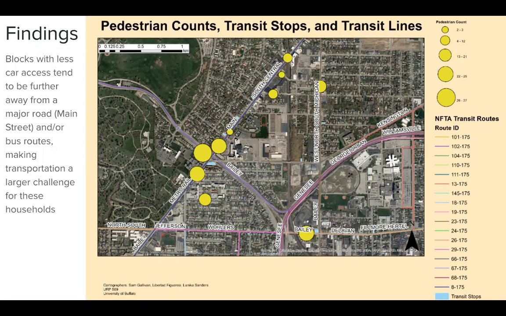A third finding was the inverse relationship between the pedestrian activity and access to cars. As the density of pedestrian activity increased, the number of households with access to cars decreased. Further, we found that pedestrian activity clusters around areas with significant access to public transportation. This demonstrates residents' reliance on transit and also the importance of people being able to safely walk to these areas.